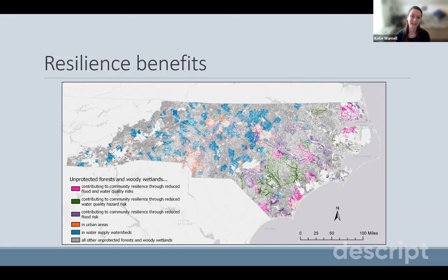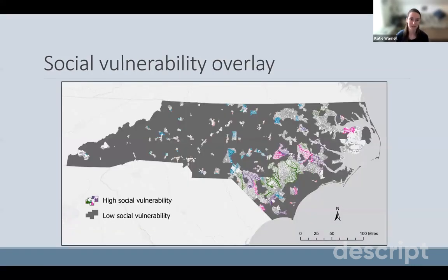So the way that we did that for this project, very simplistically, was to overlay some social vulnerability information. This is based on the CDC's Social Vulnerability Index, and it's basically identifying the census tracts within North Carolina where the demographic and social characteristics of the communities make them more vulnerable, less able to respond to things like natural disasters, flooding, hurricanes, fires, anything that disrupts daily life and the economy.